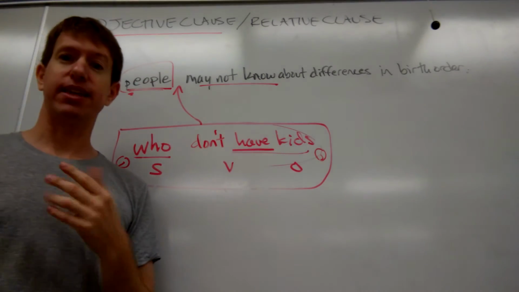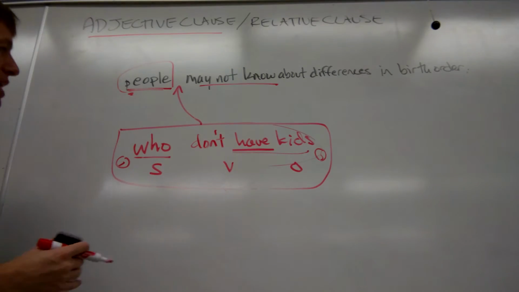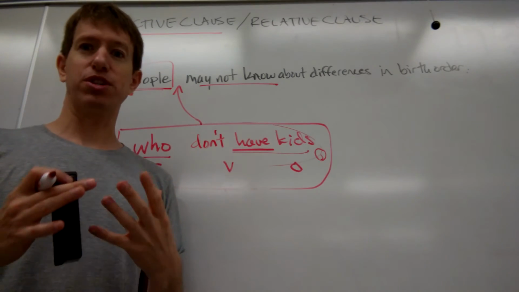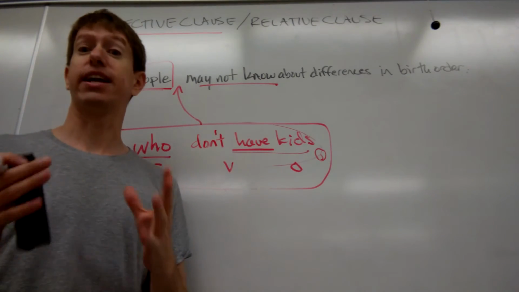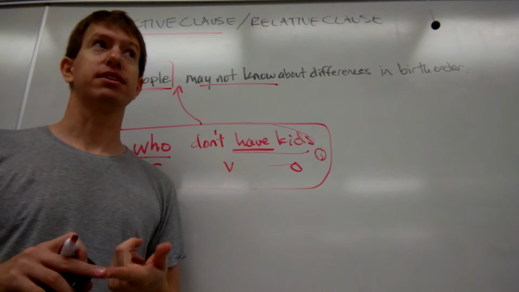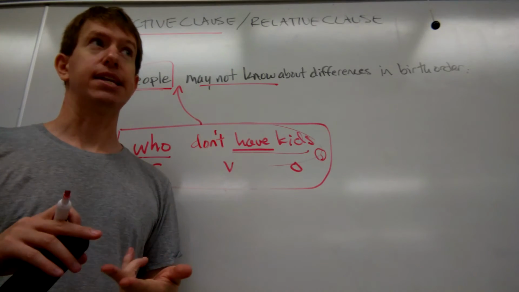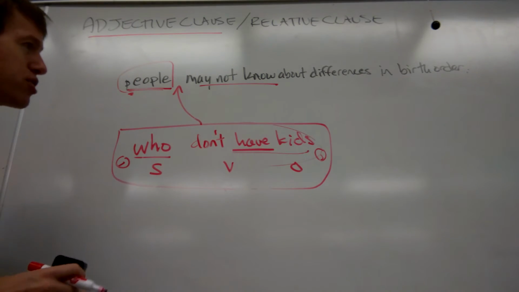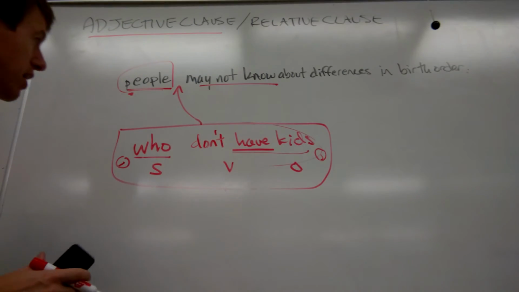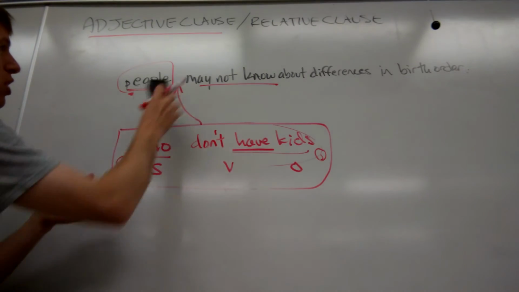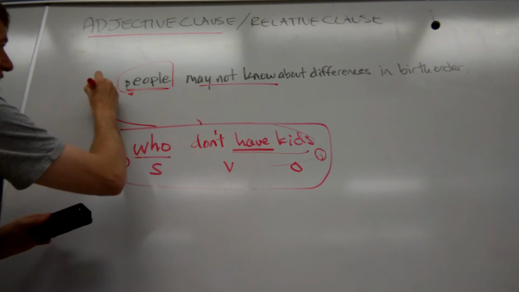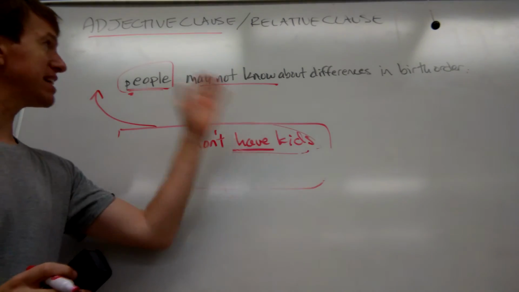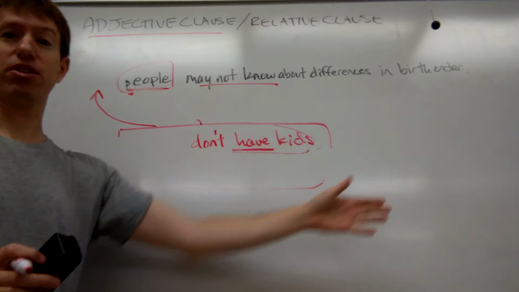One other note that may help some of you in just thinking about what this is. In most other languages, adjective clauses, relative clauses are done in a different way. Here I'm thinking about Korean and Japanese and probably Chinese, but I'm not sure because I don't really speak it. So non-European languages, the ones that I know about, tend to put this whole phrase here, and the grammar will be something like, don't have kids people may not know about differences in birth order.